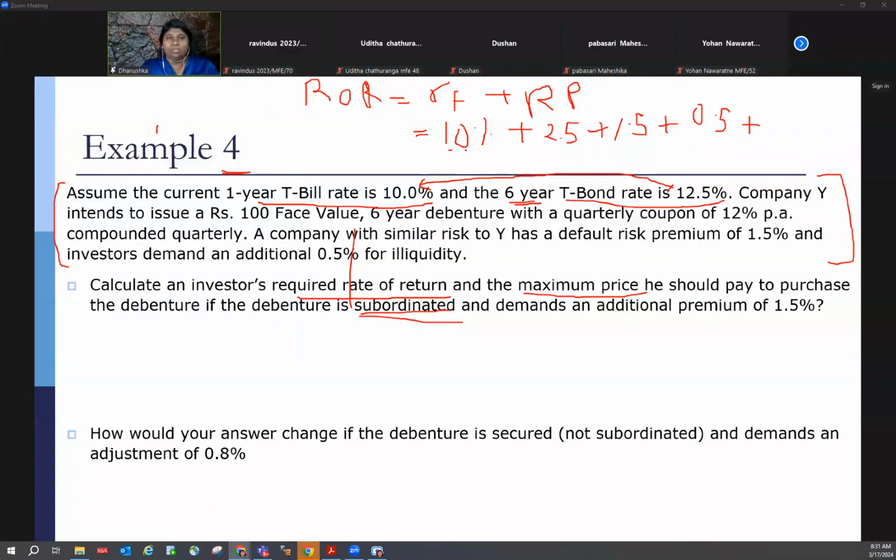This is the risk-free rate. Then you have for term risk, then you have for credit risk, and you have for illiquidity. So these are the common points. This will give me the premium I want for a debenture that is unsecured. But now this debenture is not unsecured, it is subordinated. It is subordinated, and therefore I want an additional 1.5% return because it is subordinated, which gives me the required rate of return to be 16%.